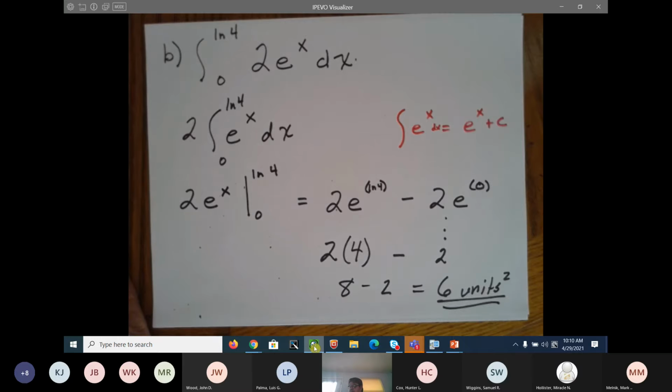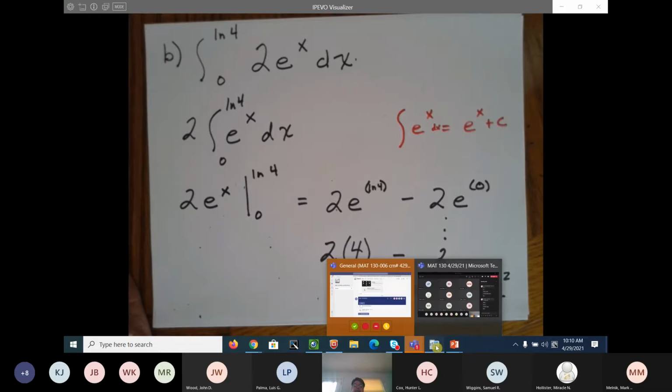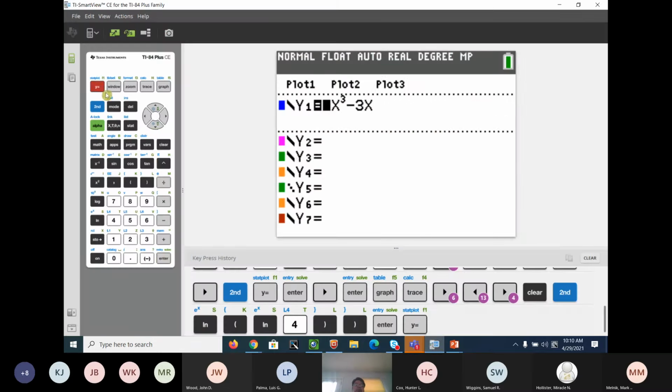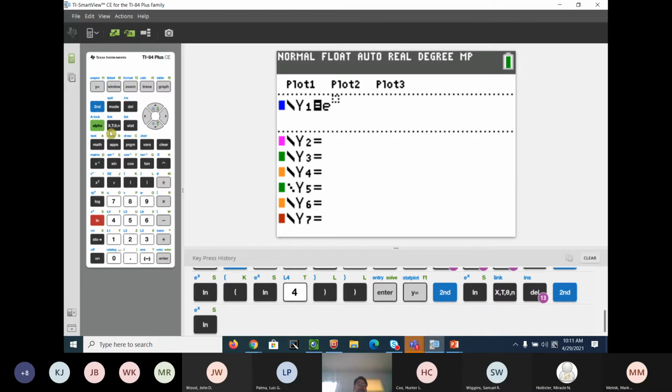Question, gripe, complaint. And you could graph that too. Y is equal to e to the x. And delete, delete, delete. I hate these calculators. Second, e to the x.